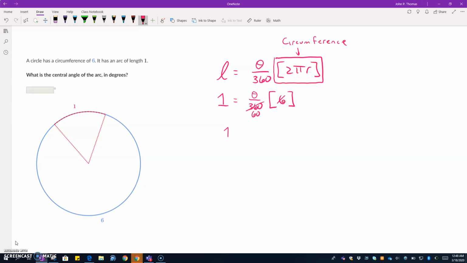Alright, and now I have 1 equals theta over 60. I'll multiply each side by 60, and that will give me an answer of theta equals 60 degrees. And that would be our central angle in degrees.